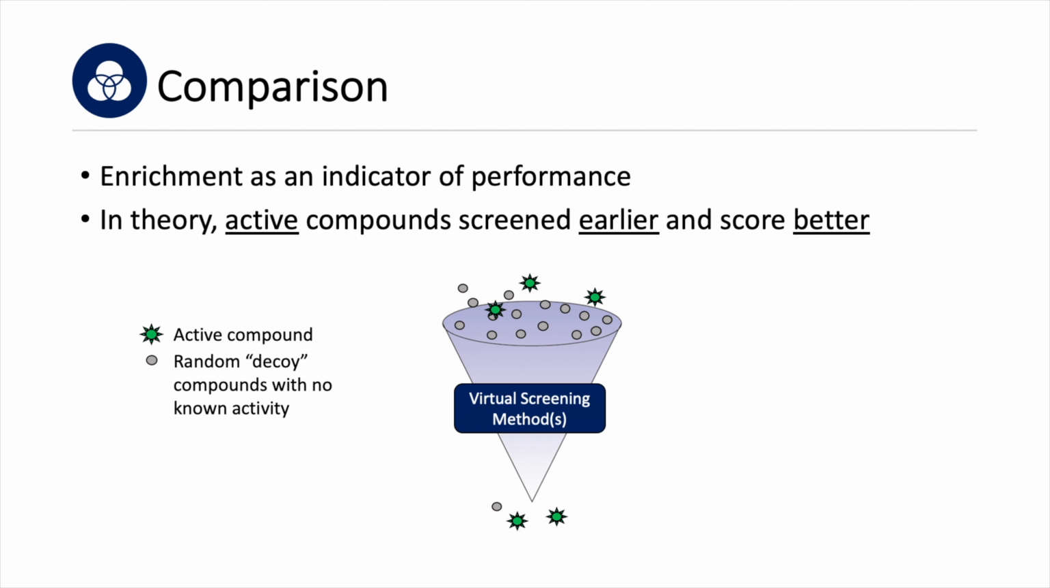A method that performs well or has good enrichment should be able to distinguish the active compounds from the many decoy compounds. As previously described, active compounds should be screened first and ranked better by the scoring functions because they are known to interact with the target. Following screening, early-stage enrichment is calculated as the ratio of active compounds in the top subset versus the ratio of active compounds in the entire dataset.